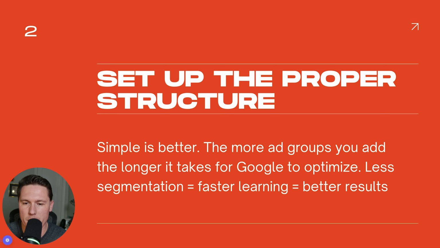Now, number 2, kind of the second part of this is make sure that your structure is simple. The more ad groups that you add, the longer it takes for Google to optimize. Less segmentation equals faster learning, which equals better results. And that's super important. As you can see in the case study earlier, it was just one campaign, one ad group, 2 ads, and 7 broad match keywords. That was all it is.